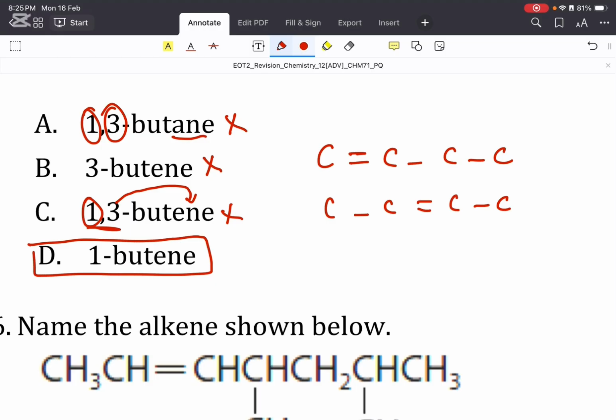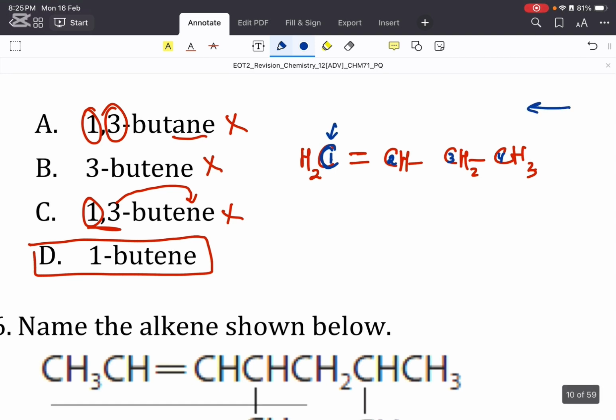Why not B? It is at the first carbon, the ene. The priority in naming an alkene is to count from the side that is closer to the double bond, which means here I see the double bond on this side, so that's 1, 2, 3, and 4 carbons. So that's a butene on the first carbon. You cannot count from this side and say 1, 2, and 3 and tell me 3 butene. That is wrong.